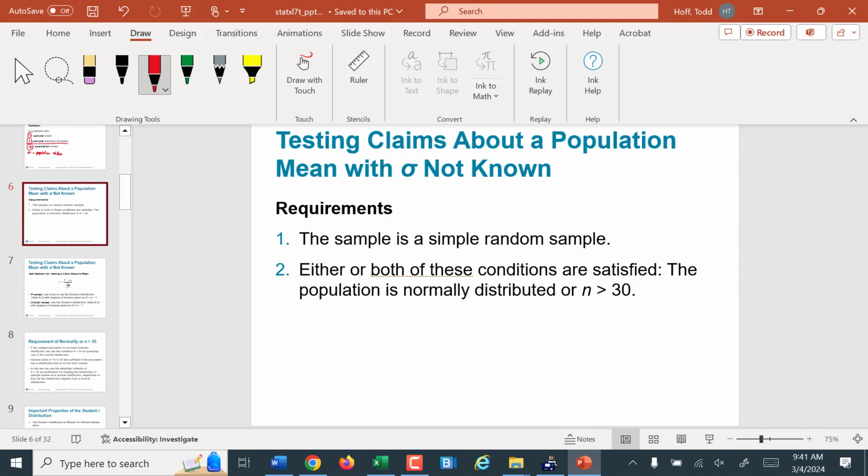So our requirements, of course, it has to be a random sample from the desired population. And then this next one is really the important one. Either the population has to be normally distributed, or we must have a sample size of greater than 30. So if our sample size is bigger than 30, we don't have to worry about the distribution of the population. If the sample size is smaller than 30, then we have to do either a box plot or a histogram or something to estimate to see if the population is approximately normally distributed.